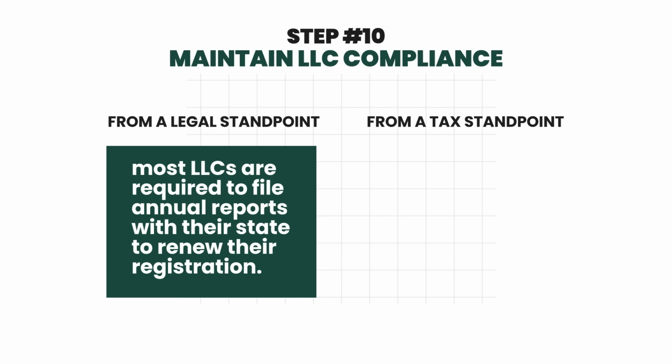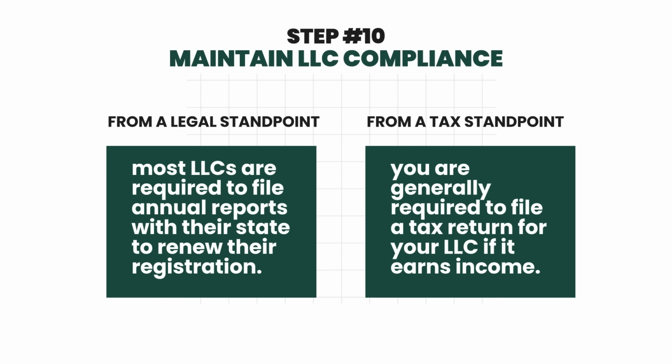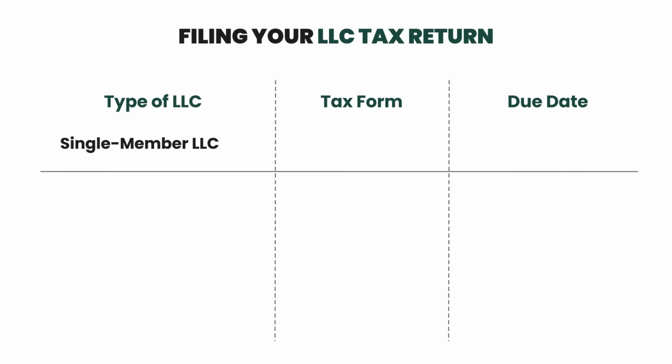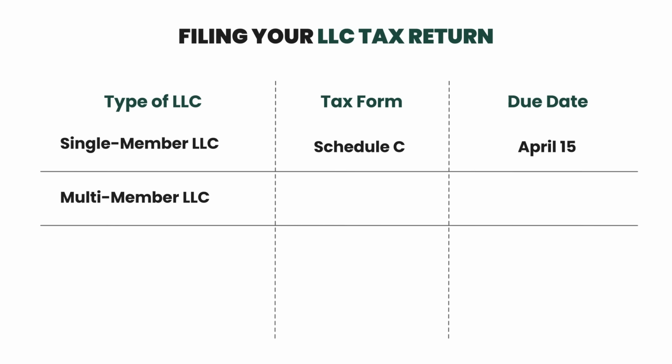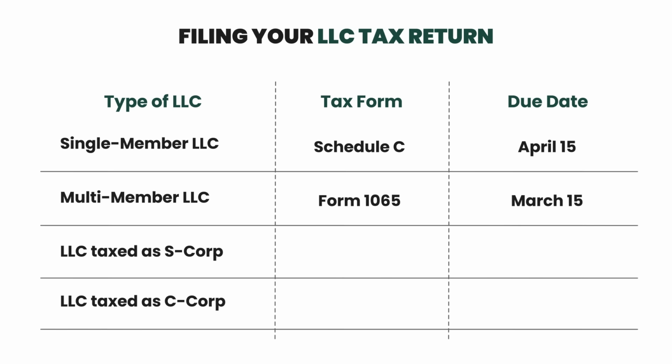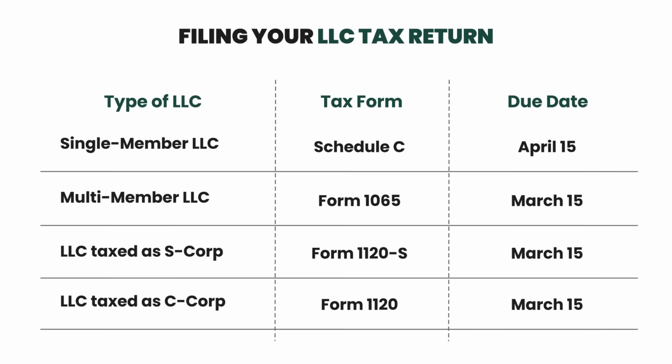Secondly, from a tax standpoint, you are generally required to file a tax return for your LLC if it earns income. And those filings vary based on the type of income you earn and the type of LLC you own. Generally, single member LLCs report their business income on Schedule C of their personal return, which is due by April 15th of each year. Multi-member LLCs must file Form 1065, which is due on March 15th. Or if your LLC is taxed as an S corporation or C corporation, you have to file either Form 1120S or Form 1120 by March 15th as well.